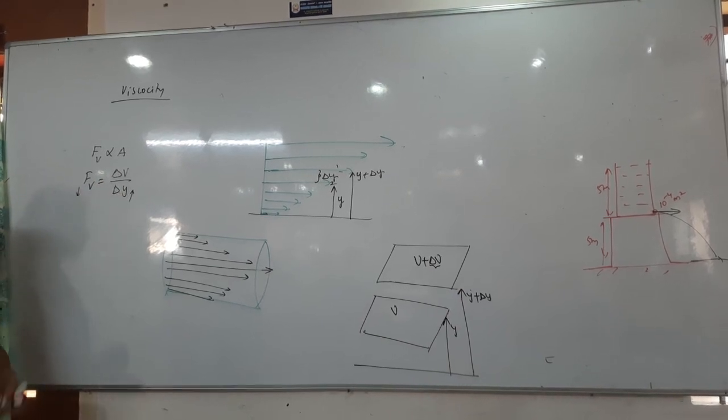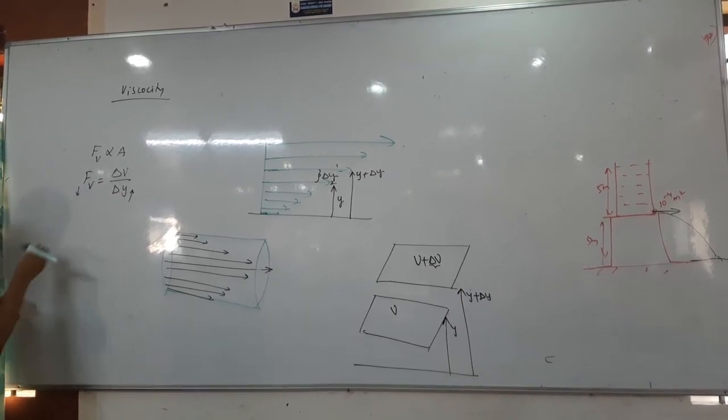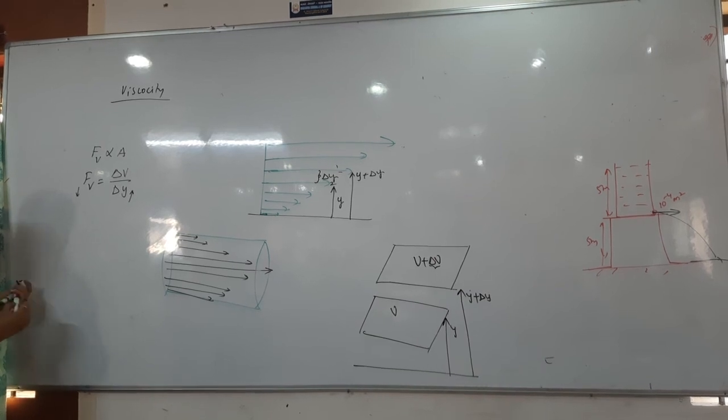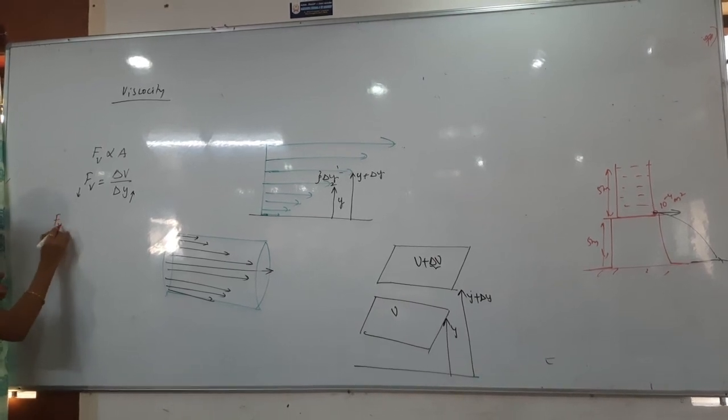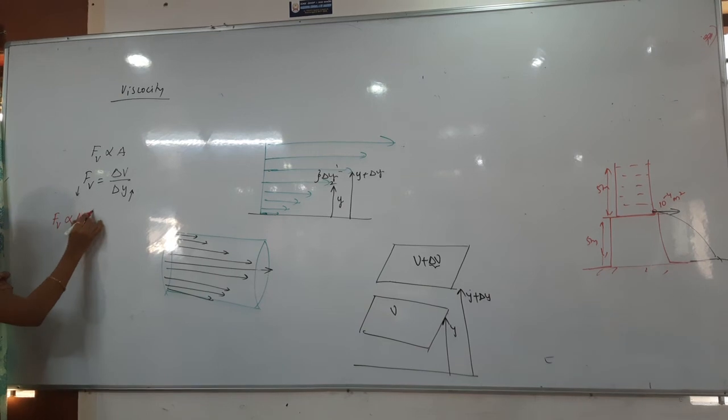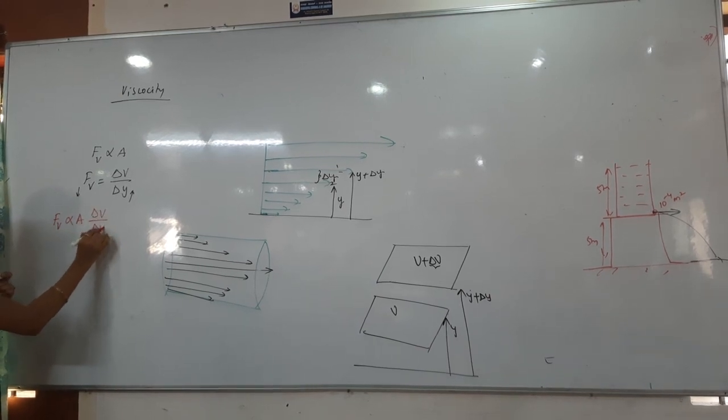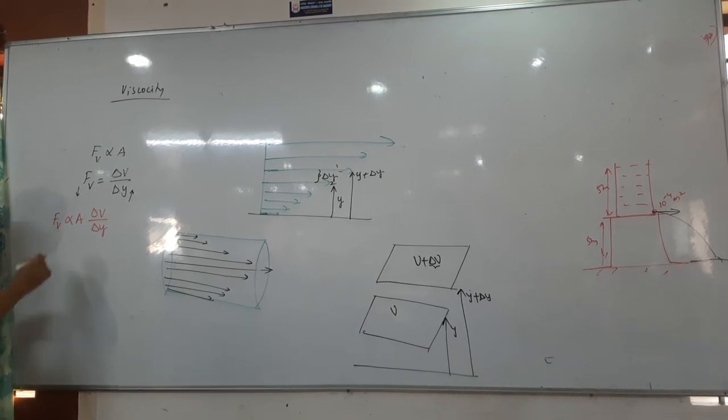directly proportional to the velocity gradient. Then together what can I write here? Viscous force is directly proportional to A into delta V by delta Y. Clear? Now this proportionality can be removed by a constant known as the coefficient of viscosity.